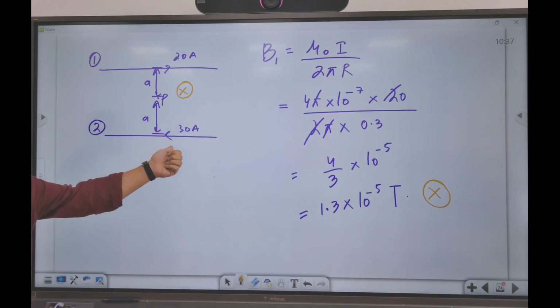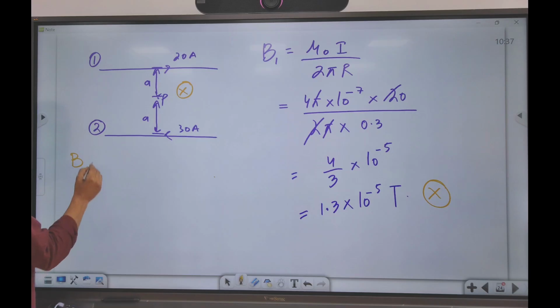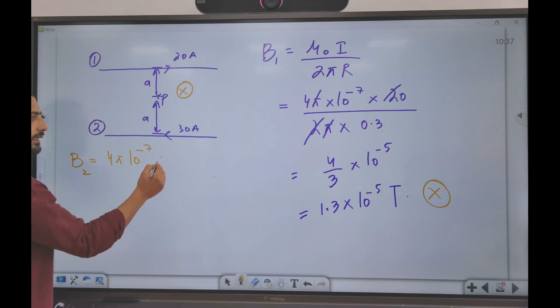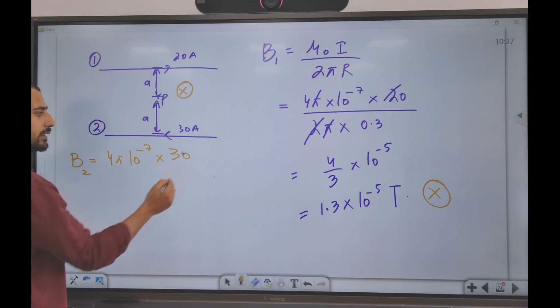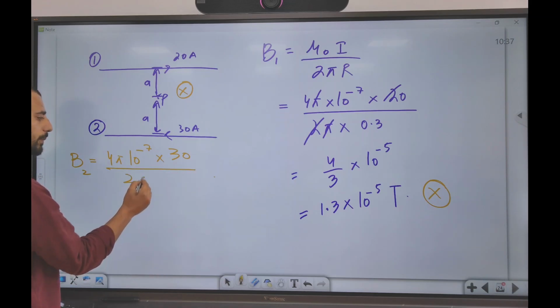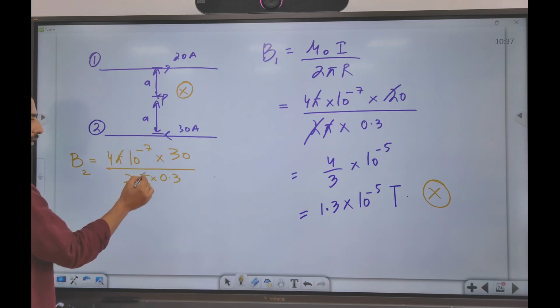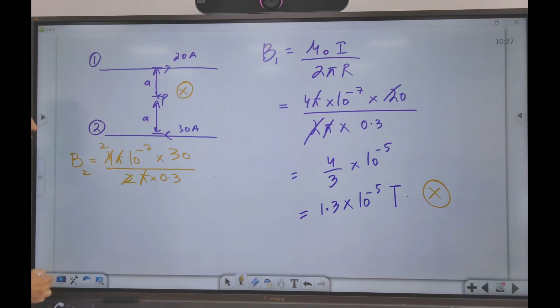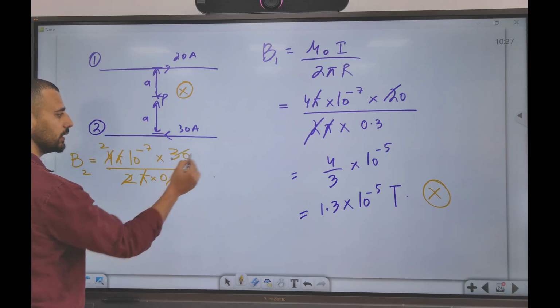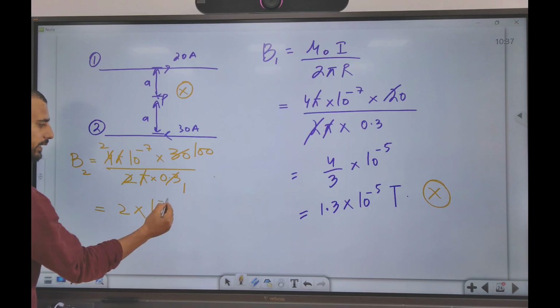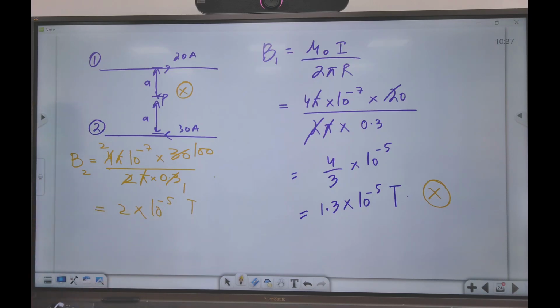Now we find the magnetic field due to the second. Similarly, the magnetic field due to the second would be 4 pi times 10 to the power negative 7 times the current. Current is 30, right? Upon 2 pi times the distance, 0.3. Again, the same thing will happen. So it is 2 times 10 to the power negative 5 Tesla. This is the magnetic field due to the second.